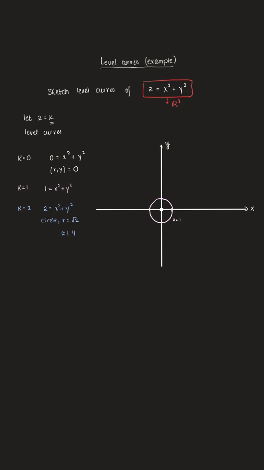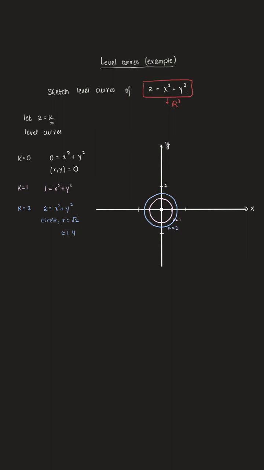And so if I do this equally spaced, and again, this is just a sketch, so this would be at 2. So 1.4 means that we are probably around here. And so I'm going to sketch the circle whose radius is the square root of 2, and is a level curve when k equals 2.